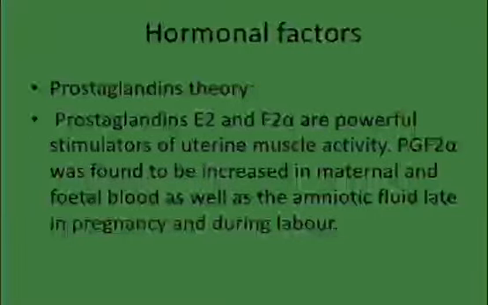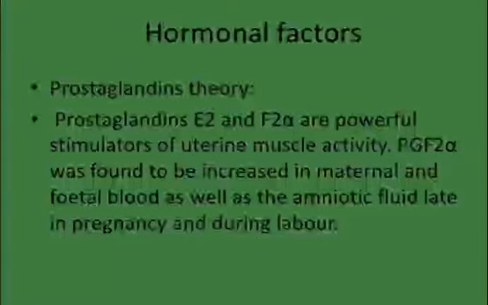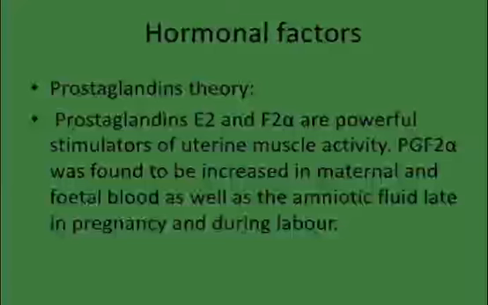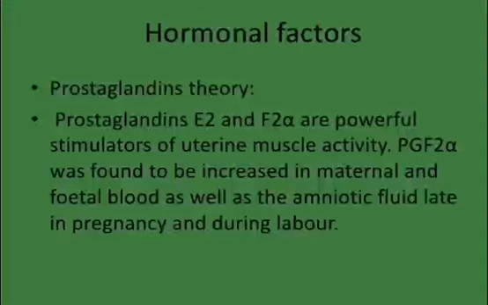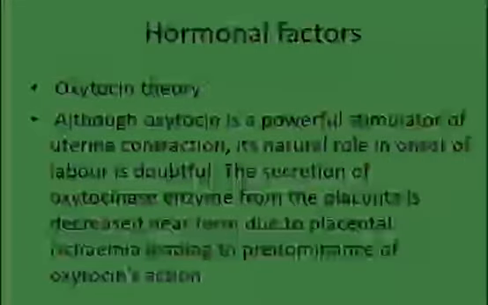Prostaglandin E2 and F2 alpha are powerful stimulators of uterine muscle activity. PGF2 alpha was found to be increased in the maternal and fetal blood as well as the amniotic fluid late in pregnancy and during labor.